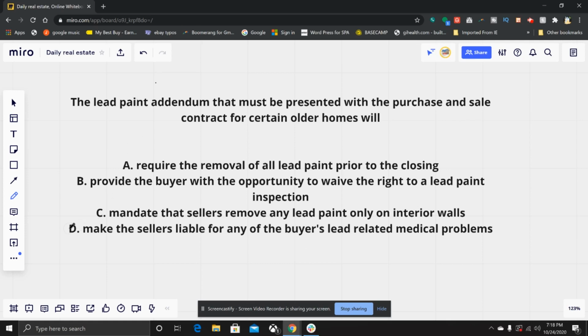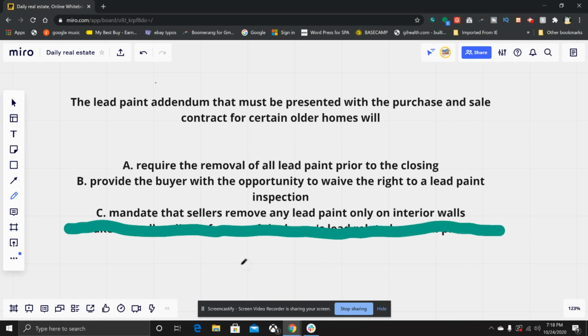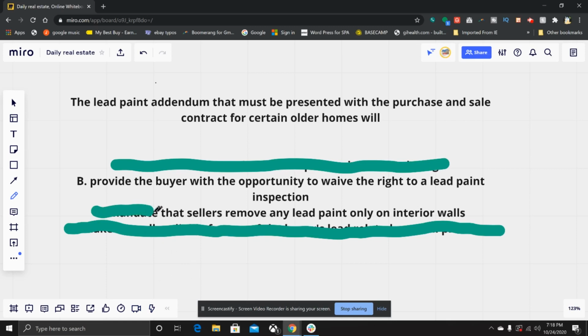So let's delete one already. The seller will not be responsible for any of the buyer's lead paint medical issues. That is not what the addendum says. Okay. So now it also does not require the removal of all lead paint prior to closing, and it doesn't mandate that the sellers remove any lead paint only on the interior wall. So it actually allows the buyer to waive the right to a lead paint inspection.